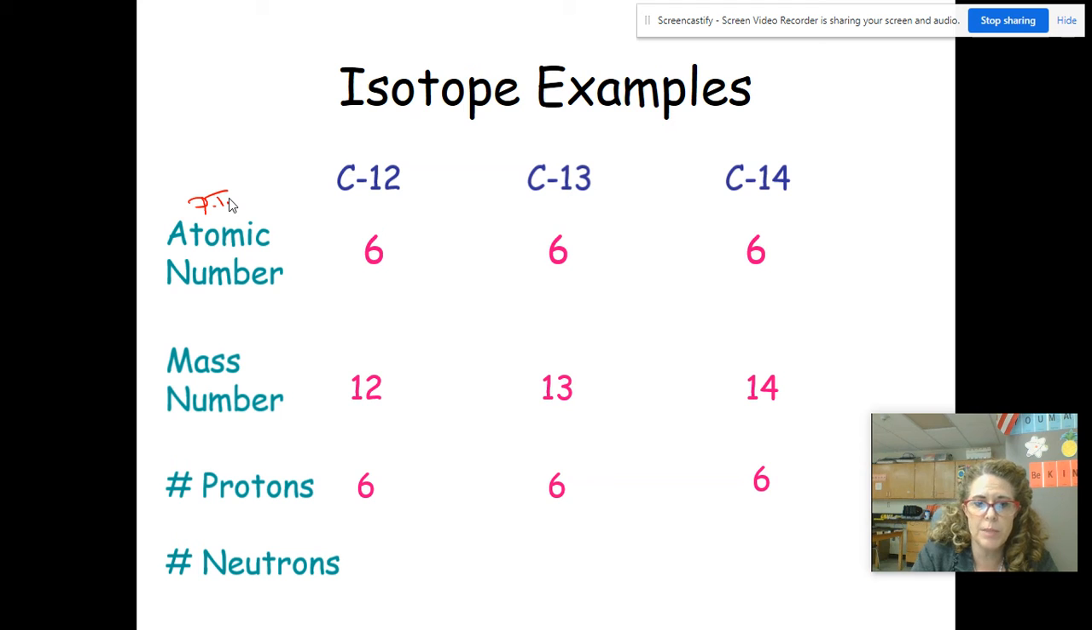So now protons plus neutrons equal mass. Let me just jot that down. So protons plus neutrons, P for positive, and neutrons is equal to the mass number. So in order to get the neutrons, I take the mass minus the atomic number. So 12 minus 6 is 6. So carbon 12 has 6 neutrons. Carbon 13 has 7 neutrons. And carbon 14 has 8 neutrons. So carbon 14 has the most neutrons.